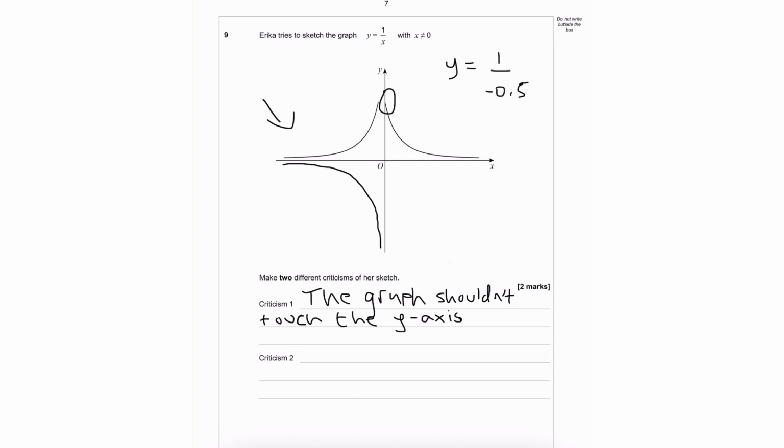So the second criticism here is that for x less than 0, y should be negative.